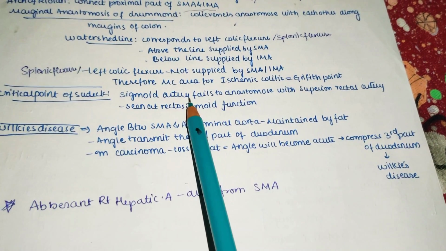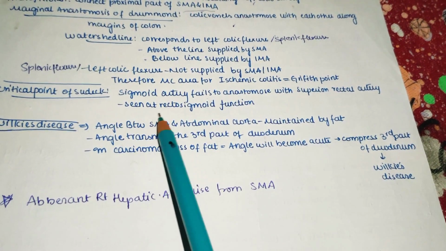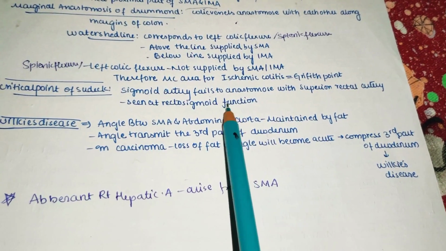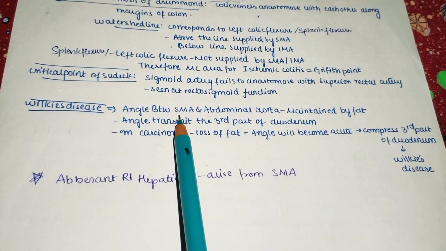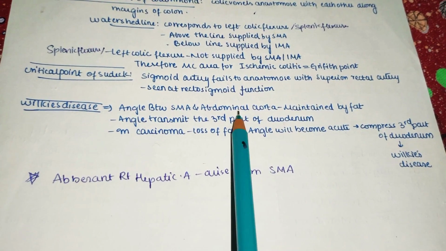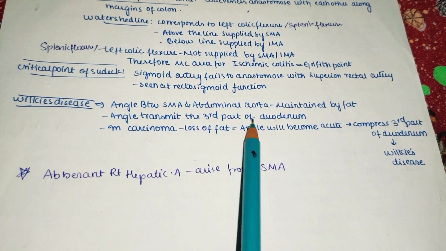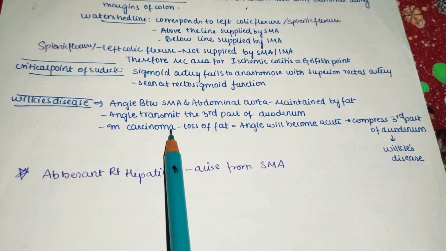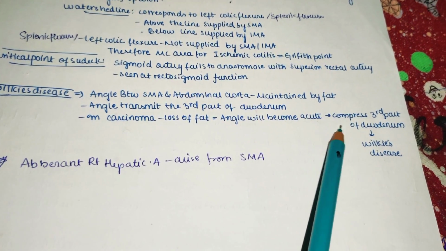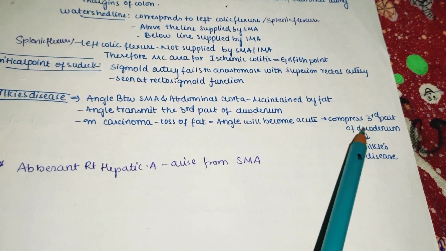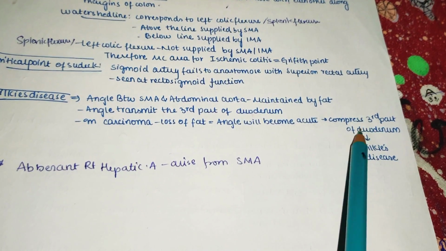This is where a sigmoid artery fails to anastomose with the superior rectal artery, and it is seen at the rectosigmoid junction. Now coming to Wilkie's disease. It is about the angle between the superior mesenteric artery and the abdominal aorta, which is maintained by fat. The angle transmits the third part of the duodenum. In carcinoma there is loss of fat, so the angle becomes acute and it will compress the third part of the duodenum. So this is called Wilkie's disease, where the third part of the duodenum is compressed.